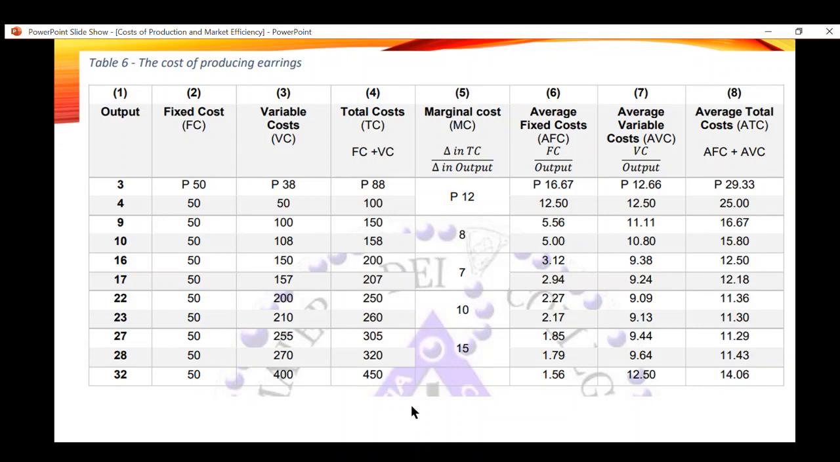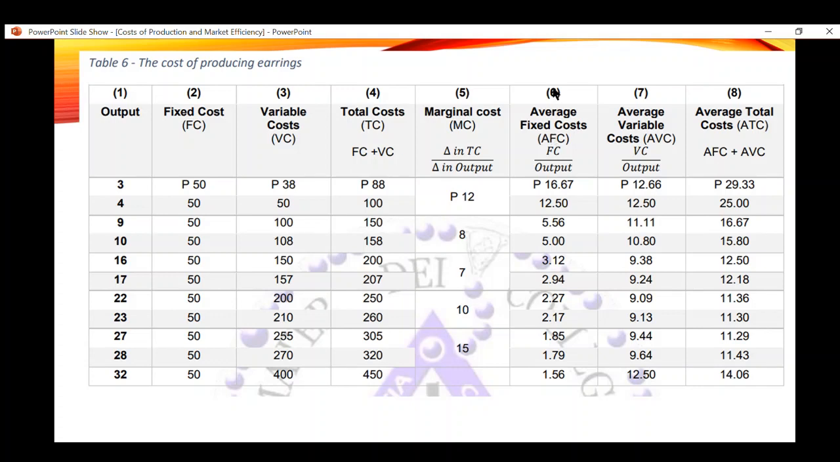And then so on. Again, this is the gap, 158 and 150, because some numbers of outputs were skipped. And if it were 3, 4, 5, 6, 7, it should be 100 minus 88, then 150 minus 100, 158 minus 150 and so on. So that is it. Next, we have average fixed cost.